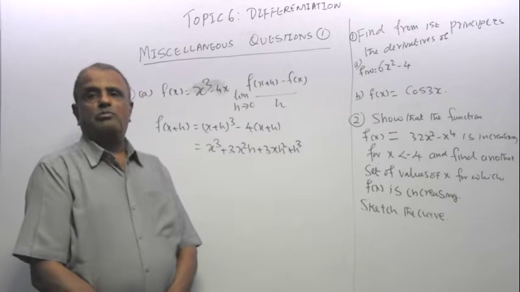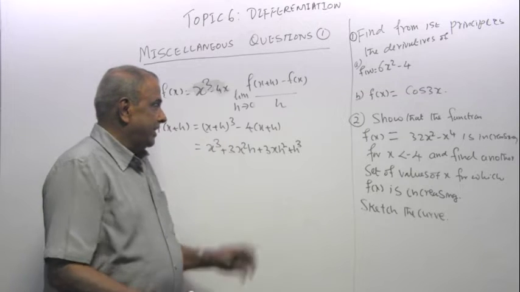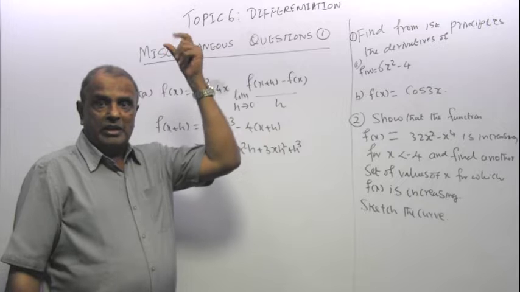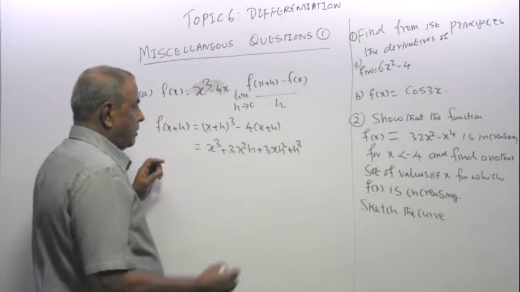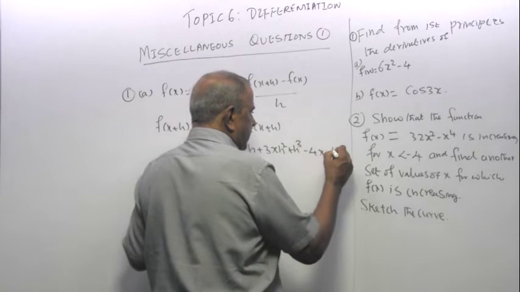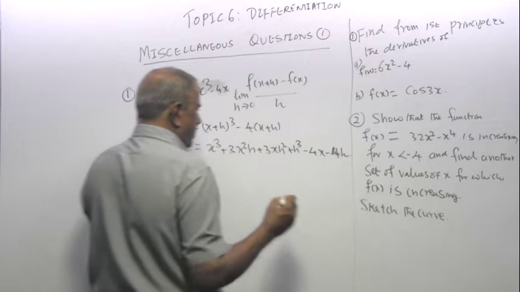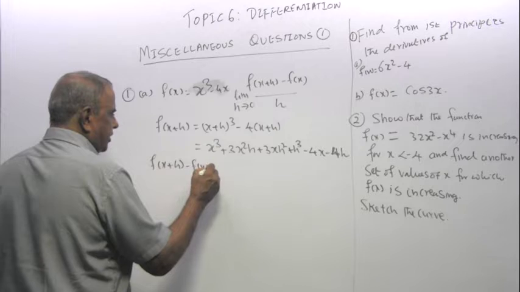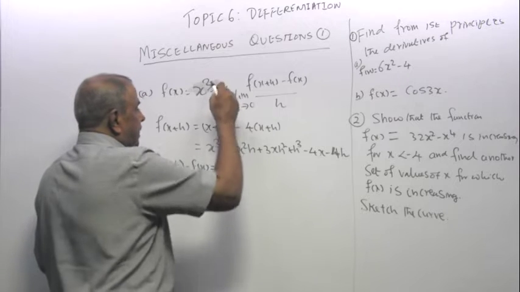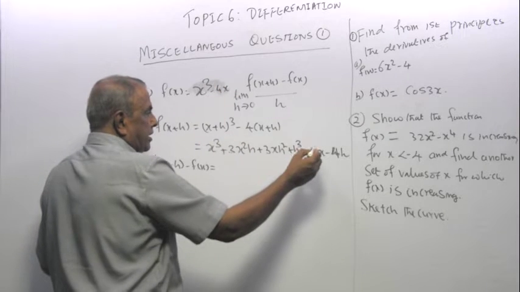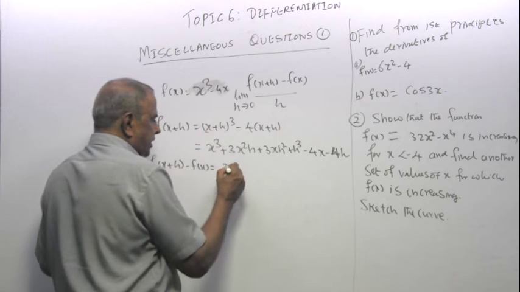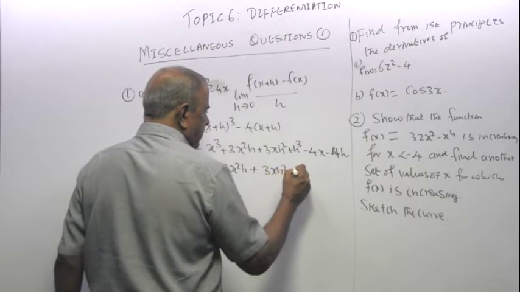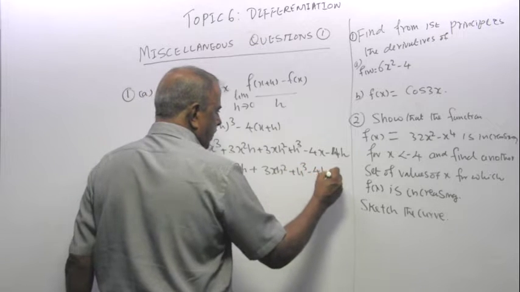Or you can use binomial theorem. Or if you know this, I think our students in India and Kenya would know this, or perhaps you in Fiji, I'm not too sure, they will know it like this. Minus 4x minus 4h. Then find f of x plus h minus f of x. It would be this minus that. X cube and x cube will cancel, minus 4x and minus 4x will cancel. I'm left with 3x squared h plus 3xh squared plus h cube minus 4h.